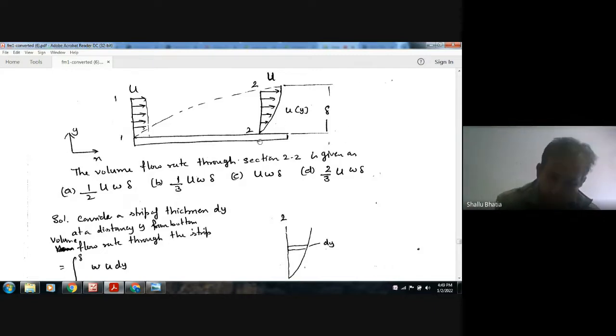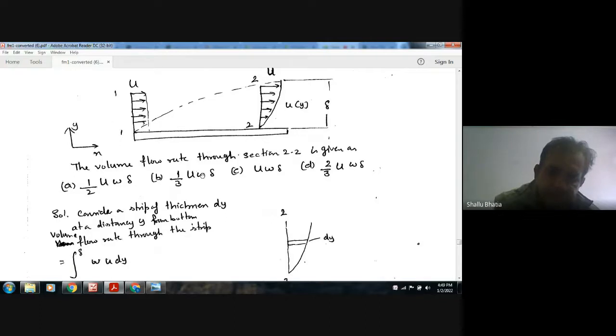So now consider a strip within this boundary layer of thickness dy. Now, if u is the velocity through the strip, and this strip is at a distance y from the bottom.